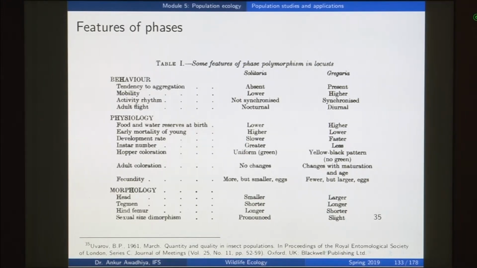Then the fecundity is more in the solitary phase, but they have smaller sized eggs. In the gregarious phase, they have a fewer number of eggs, but larger sized eggs. Because you have larger sized eggs, there is more food available, because of which the mortality is less, the development is fast, you have fewer instars, and you very quickly convert the eggs into adults. Now, the morphology is also very different in both of these phases.